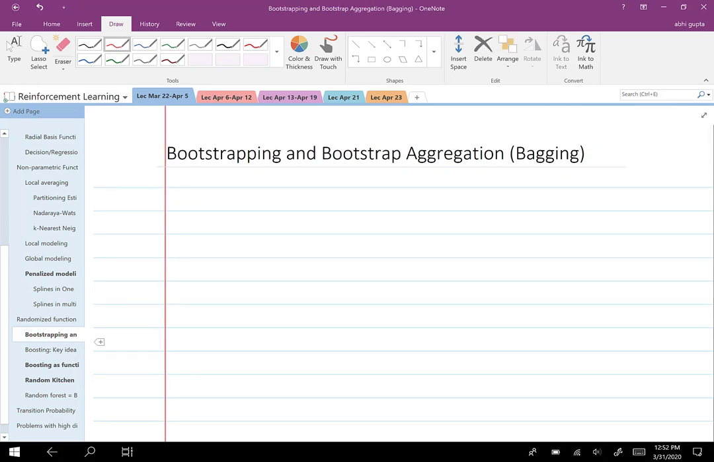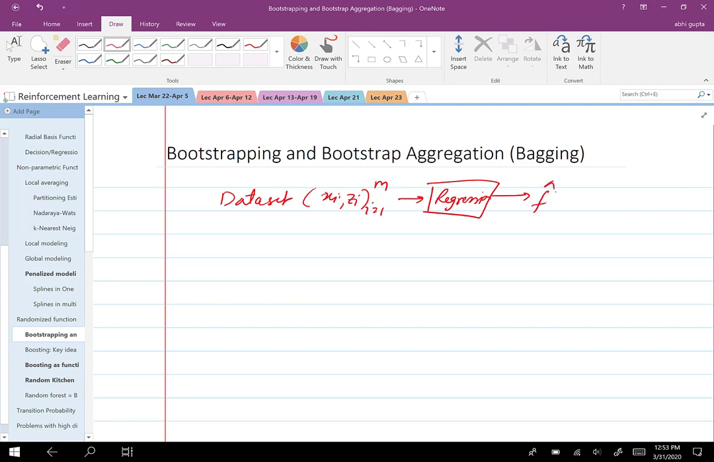What is bootstrapping? Remember that you have a data set (xi, zi), i equals 1 to m. You feed it to a regression algorithm, and what you get is an f hat, which is a function from x to the space z. Remember that this f hat is a random function, but the randomness actually comes from the data. The data may be coming from an IID distribution or from some other randomized process, and that's why your f hat becomes a random function.